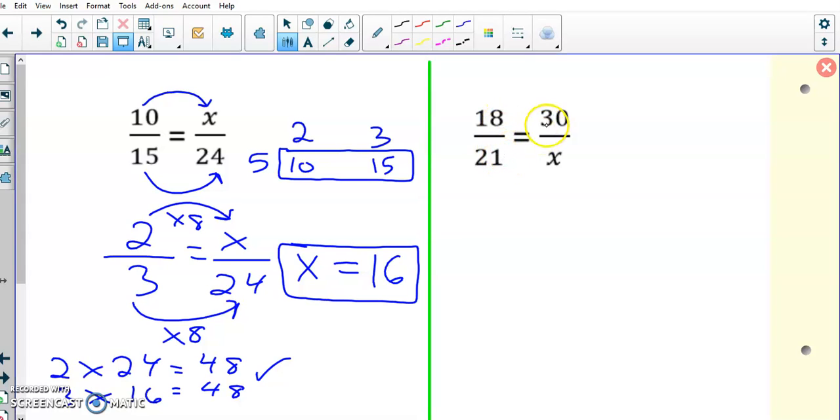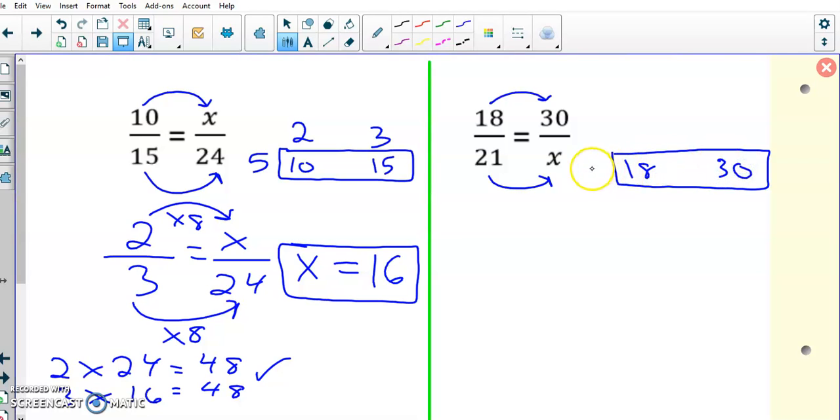18 to 21 equals 30 to x. Again, I'm going towards my variable, which is to the right in this case. I don't know how to get from 18 to 30, so I need to simplify. 18, 30. I know 6 is a common factor. 18 divided by 6 is 3. 30 divided by 6 is 5. 3 to 5 cannot be simplified anymore, so that's my new ratio.